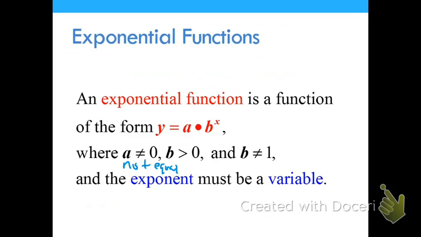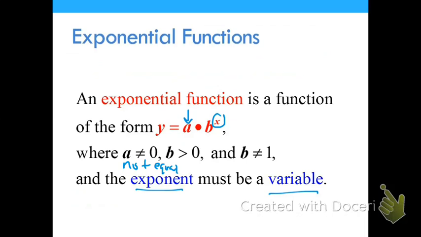and b is greater than 0, so that means b can't be 0, it must be any number greater than 0, so you've got 1, 2, 3, any number greater than 0, and b cannot be equal to 1. Okay, again, a cannot be equal to 0, and b must be greater than 0 but cannot be equal to 1, okay? And the exponent must be a variable, okay? So this part, the exponent right here that we're looking at, must be a variable when you start off with your function.